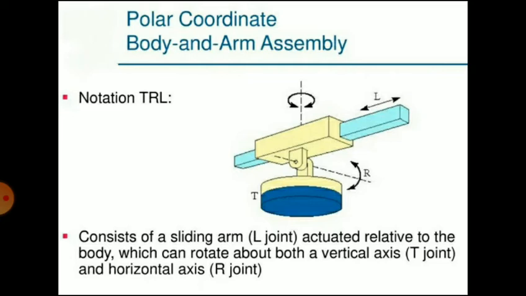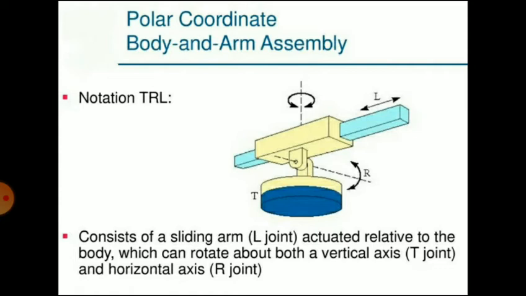So this configuration consists of a sliding arm, that is L joint. So you can see in a diagram. So notations that are given, that is TRL, that is given in a diagram. So it consists of a sliding arm, that is L joint.